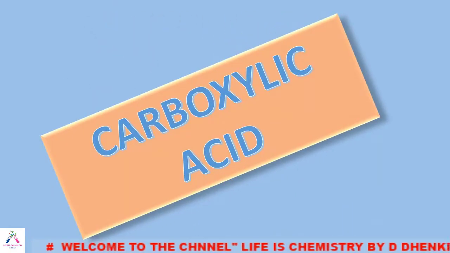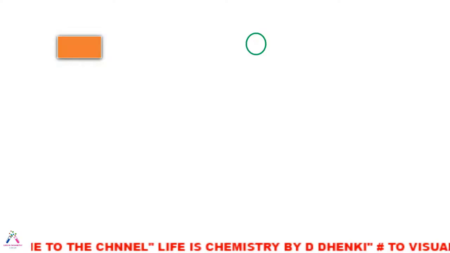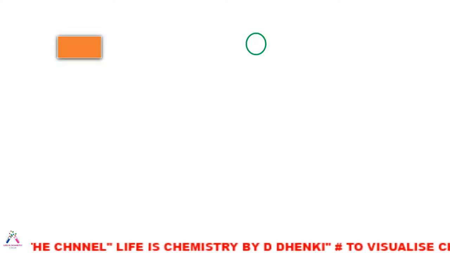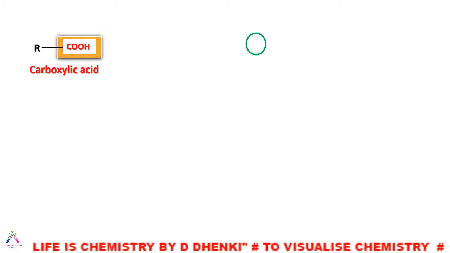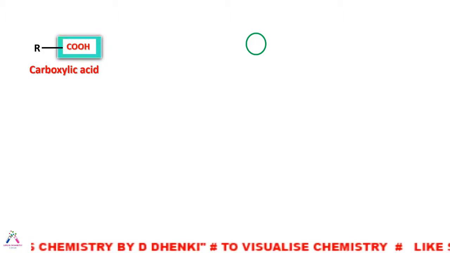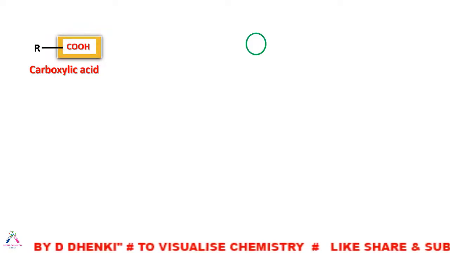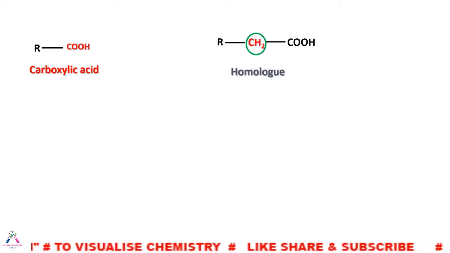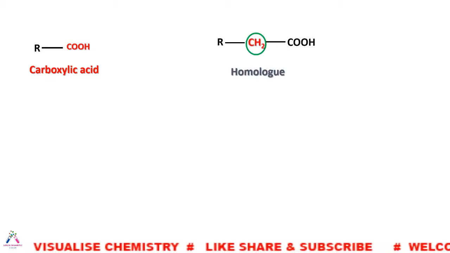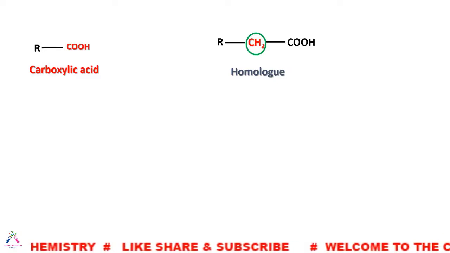Today we will discuss an important reaction of the carboxylic acid. If you are asked about the class of the compound, surely all of you will tell me that this is a carboxylic acid due to the presence of the COOH group. Now this compound will be converted to this compound.